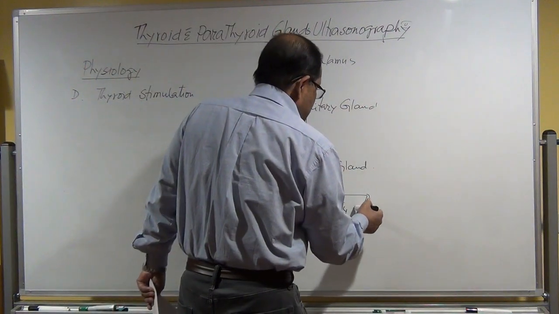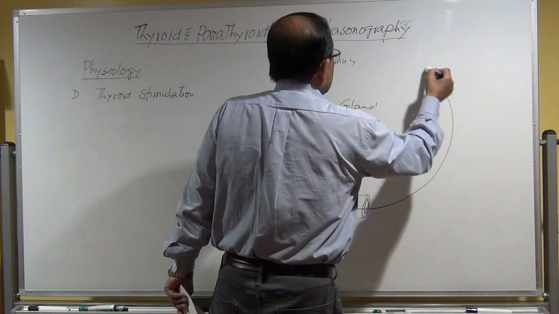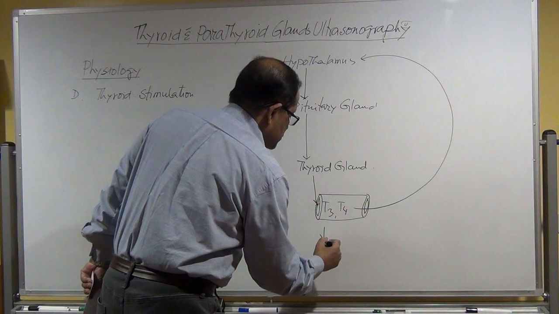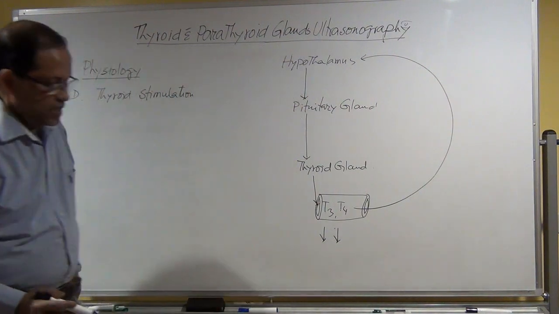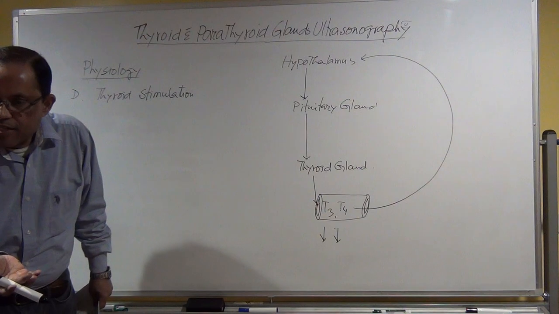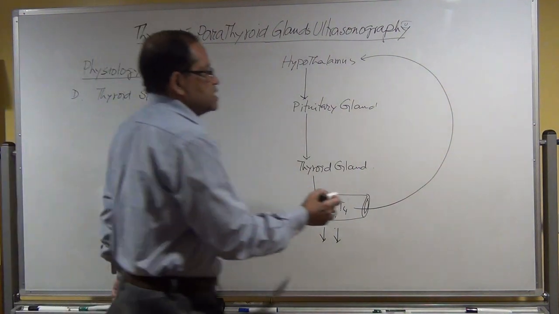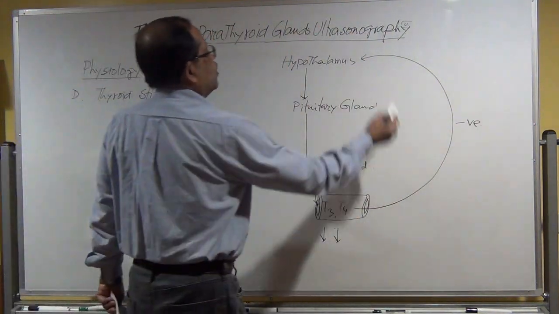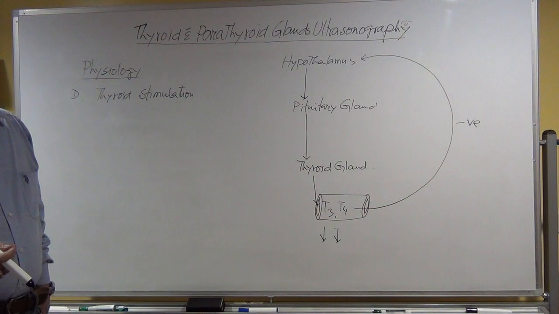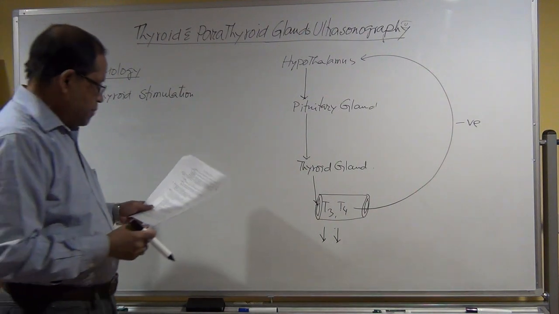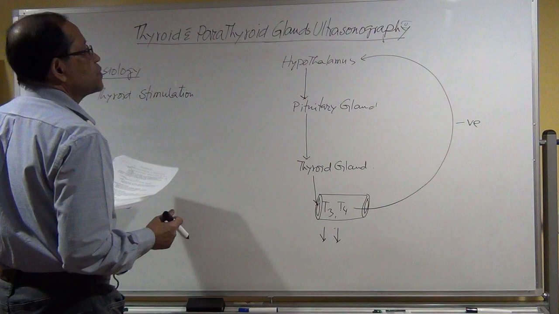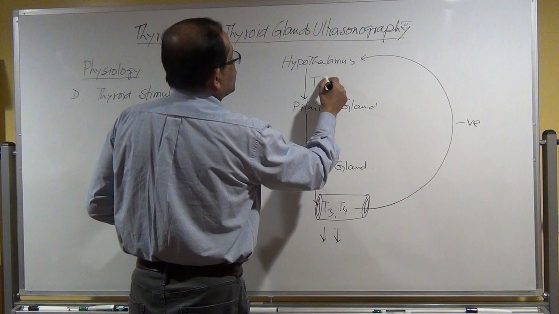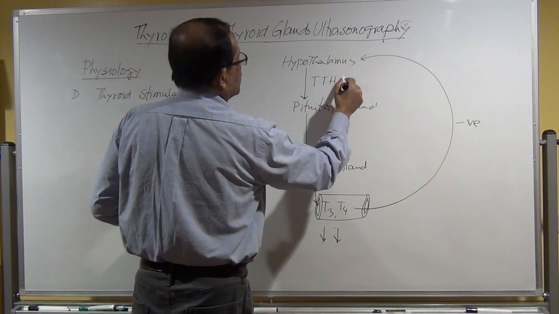If the T3 and T4 is reduced, that we call negative, right? Negative balance. So this negative information will go into the hypothalamus. The hypothalamus will release thyrotropic hormone.